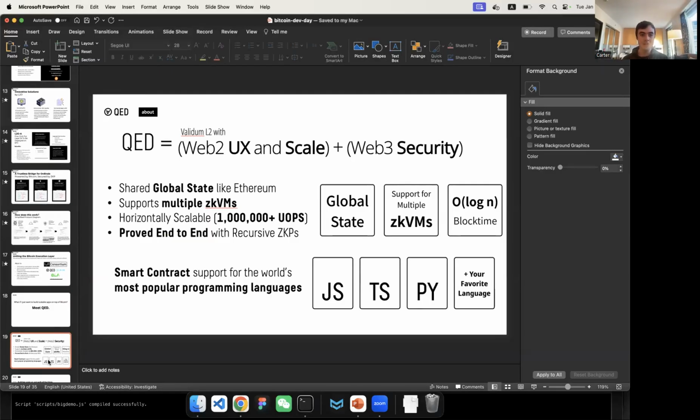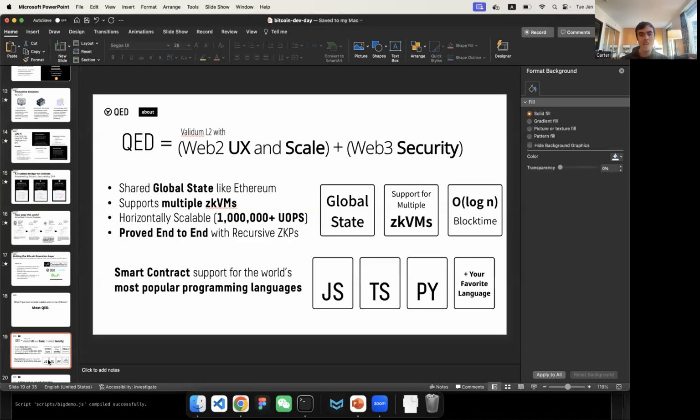We have shared global state, just like Ethereum. We support multiple different ZK VMs, and we're horizontally scalable. So we've tested on AWS with hundreds of thousands of user operations per second, but we can do more. Everything is proved end-to-end with recursive zero knowledge proofs. So there's like no security trade-offs. We have O-log and block times.